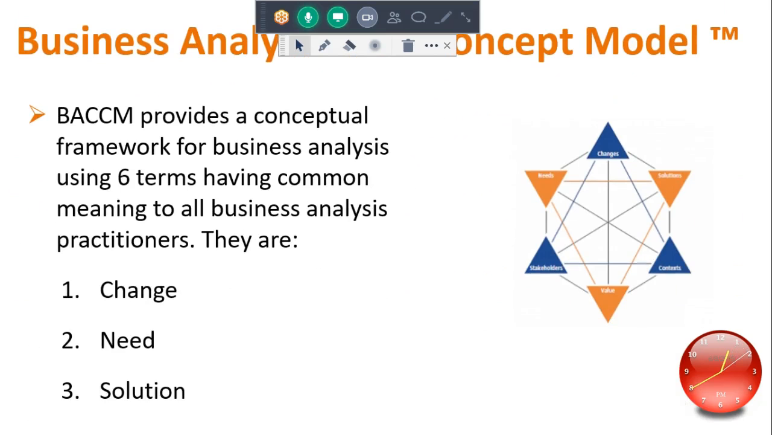The BA concept model. This is something out of the BABOK, and it's interesting. This diagram over on the right hand side of the screen, there were lots of people that referred to this as the turtle diagram, because in some sense it looks like a turtle with a head, a tail, and 4 feet. But the whole concept here, we'll talk about the terms, the concepts themselves, the thing with the diagram.